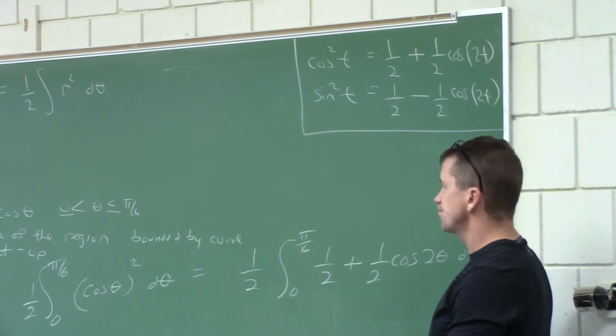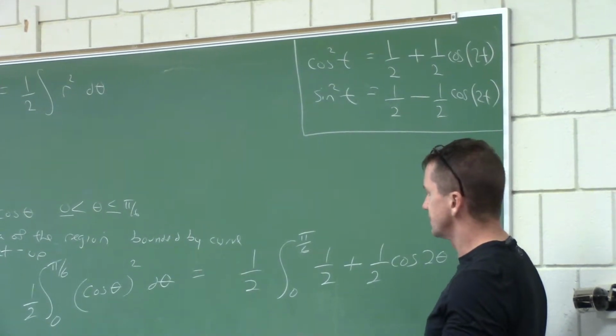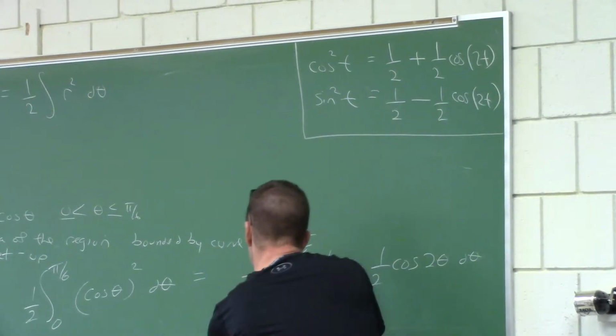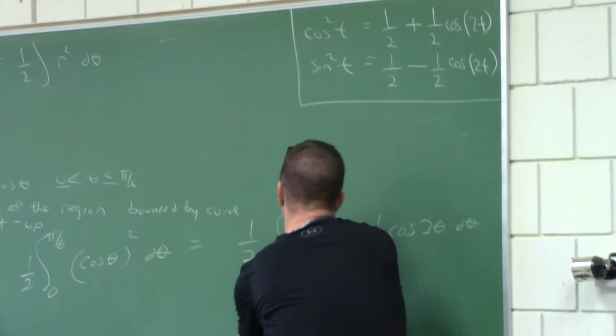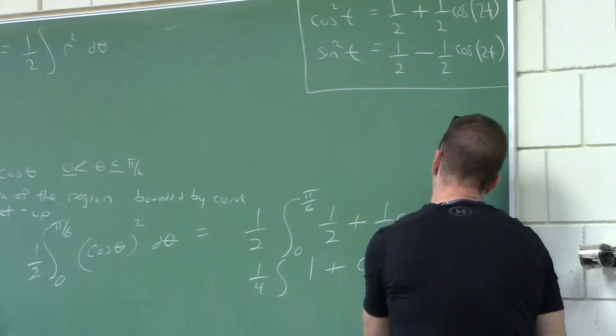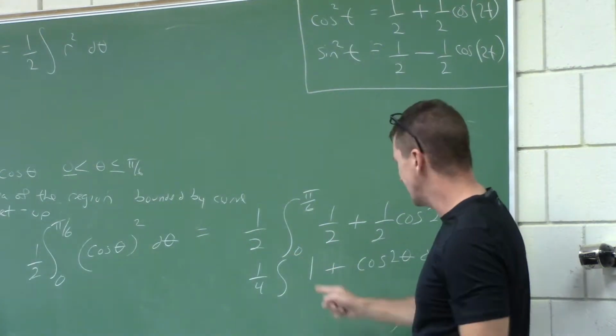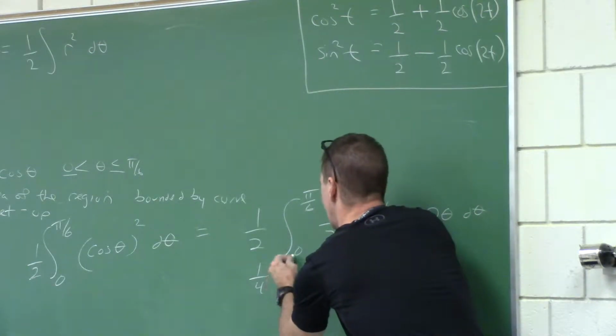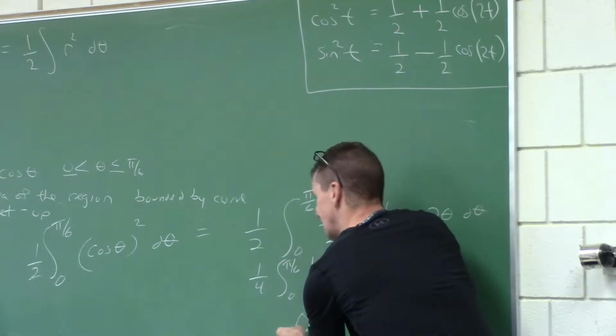Take out the 1/2. That's a good idea. Take out the half. Back out a half. Well, what's a half times a half? 1/4. Alright. Now one of these involves a u sub. That doesn't. What's the integral of 1? That's just theta, right?